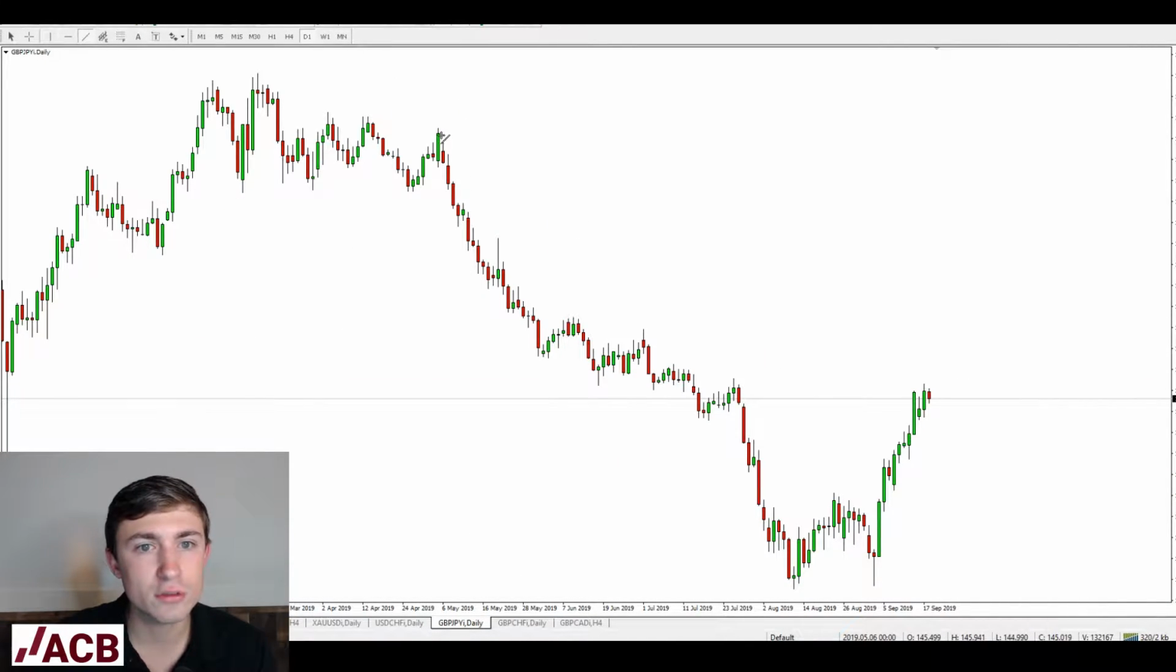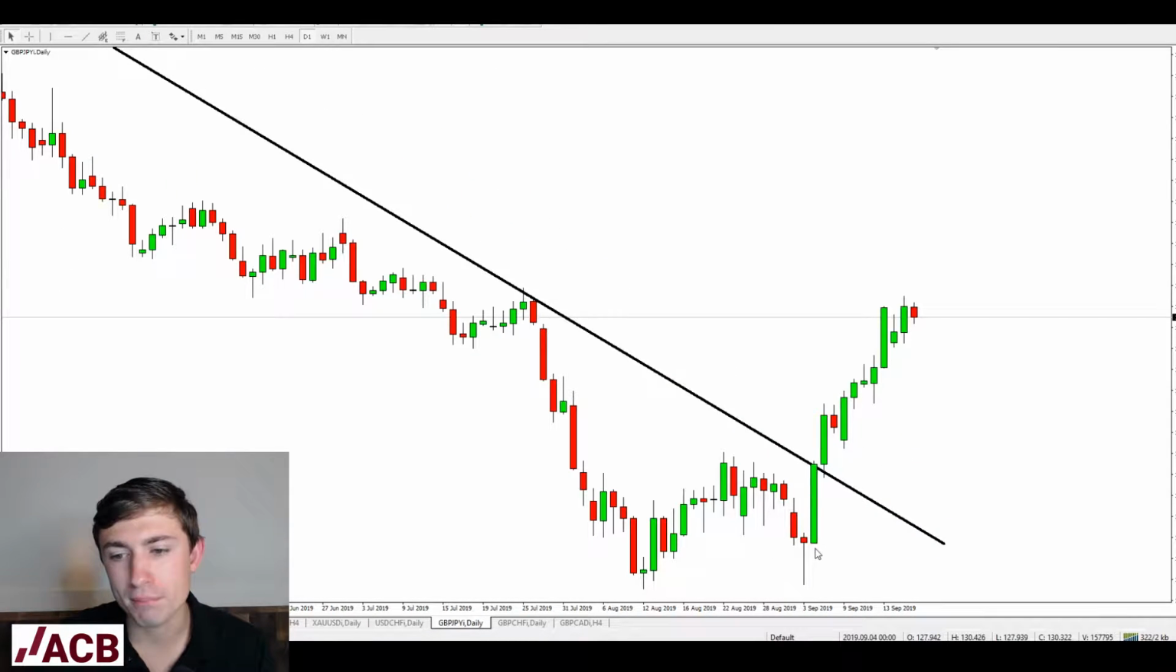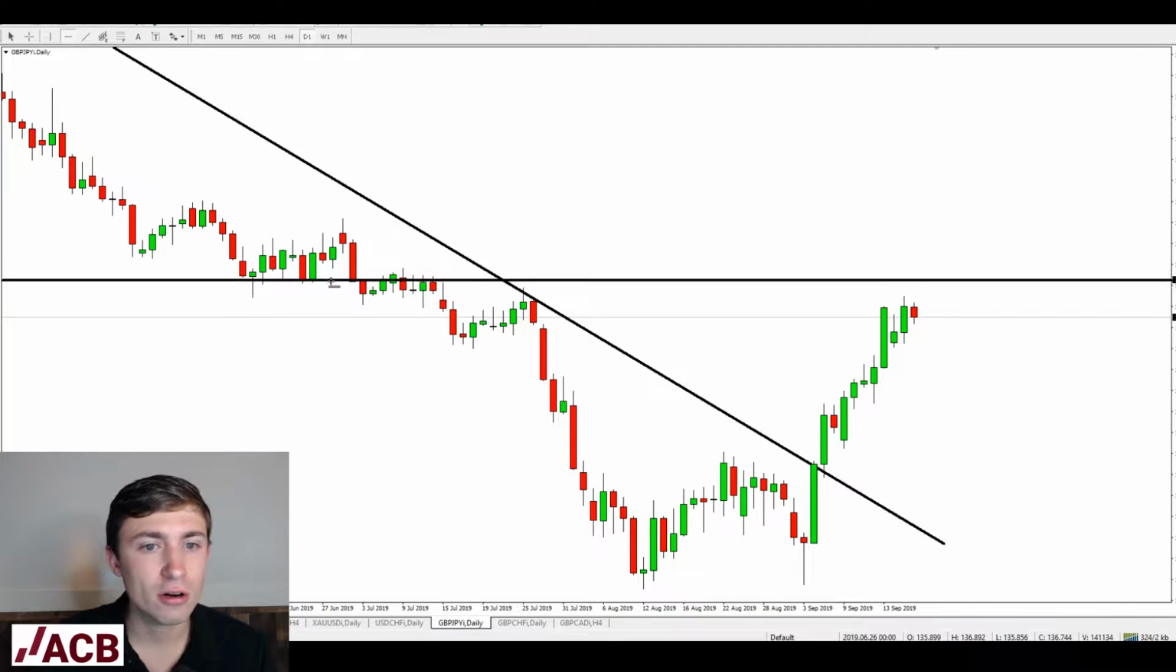You can see this one has also broken trend structure. You can see we had a very strong downtrend, but we did get that massive bullish engulfing to the upside. We did close above the trend line and have seen continuation since. With that said, there are some levels to look out for.